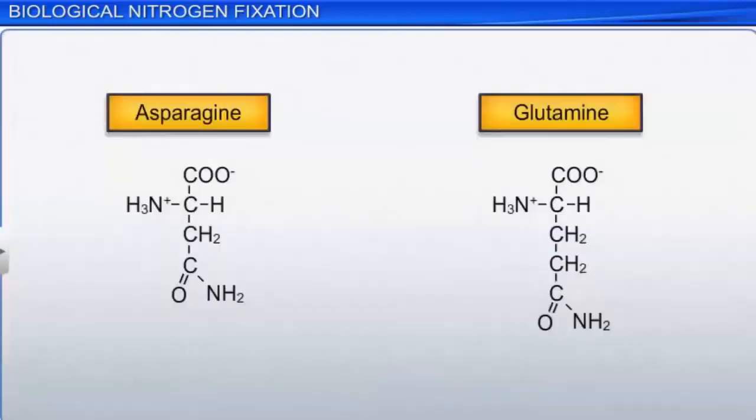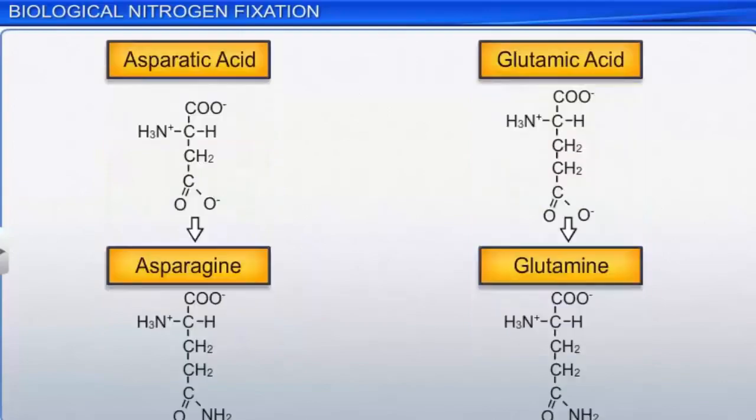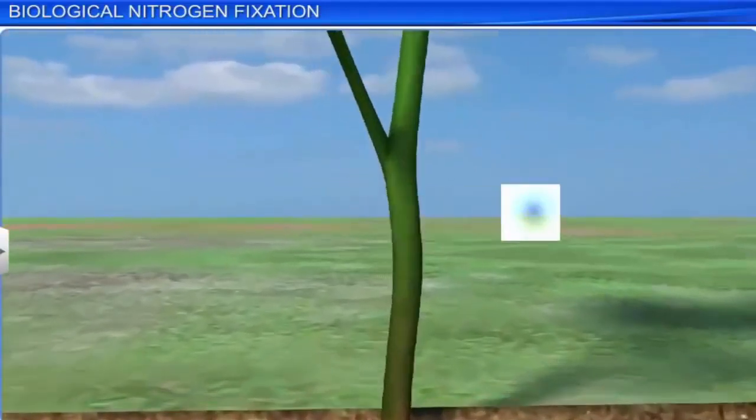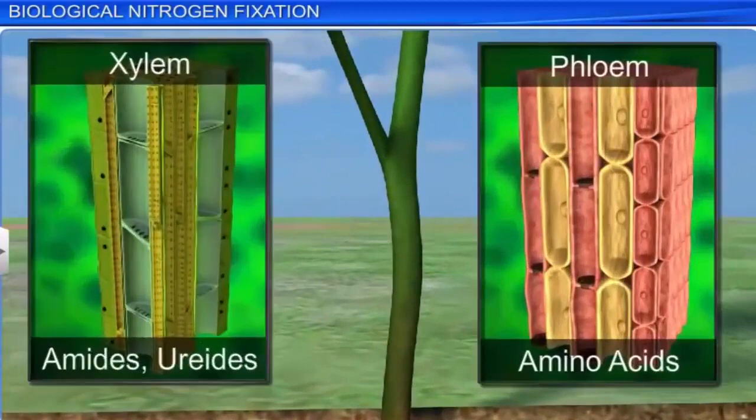This results in the formation of asparagine and glutamine from aspartic acid and glutamic acid. This process takes place due to the replacement of the hydroxyl group of the carboxyl group of aspartic and glutamic acids with the amino group. Amino acids are usually transported through phloem, but compounds such as amides and ureides, owing to a greater nitrogen to carbon ratio, are easily transported through xylem.